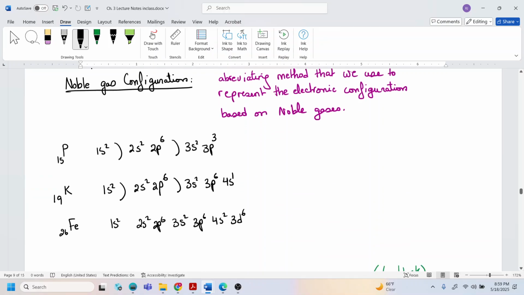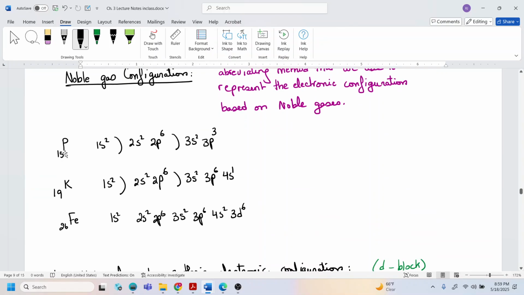Let's have another example: phosphorus, 15. If you want to write the full electronic configuration, it does have 15 electrons. This has 15 electrons, which is the same as the atomic number, because remember, phosphorus has zero charge, so the atomic number is the same as the number of electrons, the same as the number of protons. So it's going to be 1s2, 2s2, 2p6, 3s2, and 3p3 in there.